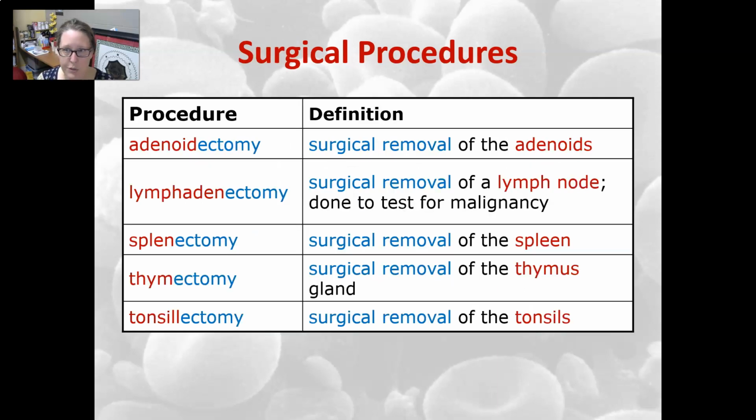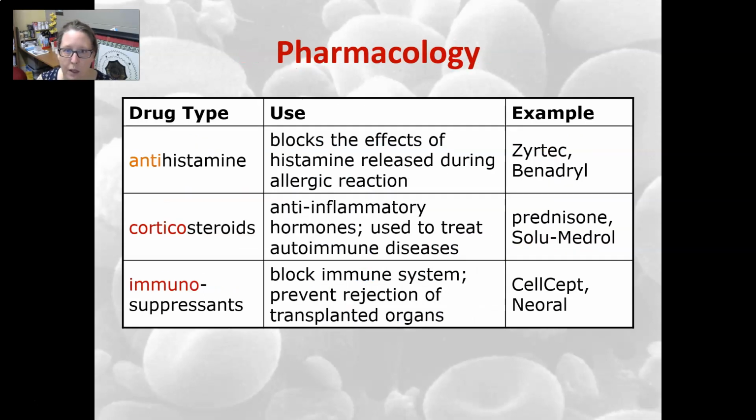So some surgical procedures. Adenoidectomy is the surgical removal of the adenoids. Lymphadenectomy is the surgical removal of a lymph node done to test for malignancy or spreading of cancer. Splenectomy is the surgical removal of the spleen. Thymectomy is the surgical removal of the thymus. And tonsillectomy is the surgical removal of the tonsils.